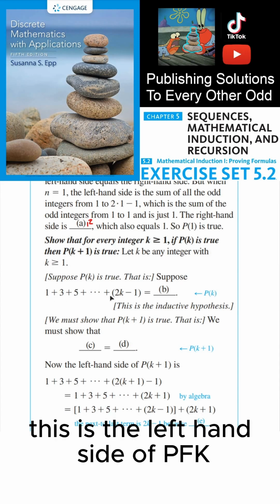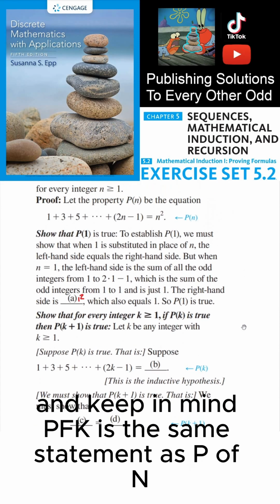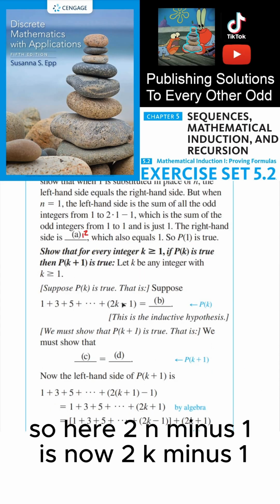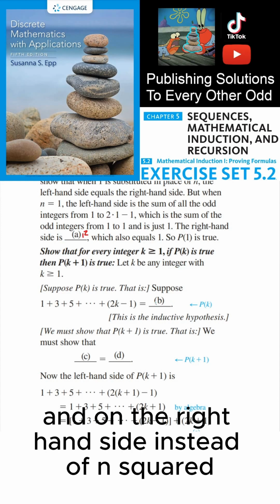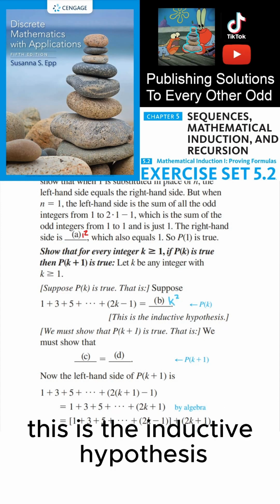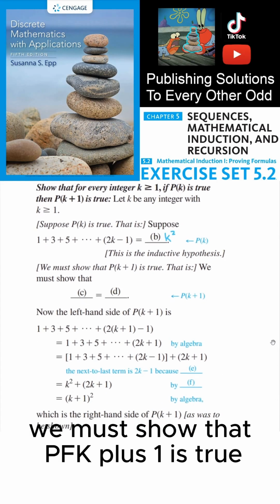This is the left-hand side of P of k, and keep in mind P of k is the same statement as P of n, but we just have to replace all of the n's with k's. So here 2n minus 1 is now 2k minus 1, and on the right-hand side, instead of n squared, it would be k squared. This is the inductive hypothesis. We must show that P of k plus 1 is true.